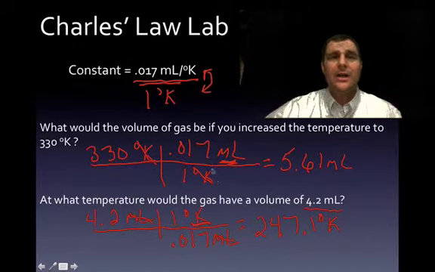So we can take that information that you collected, that data you collected, create the constant, and then we can use that constant to get information well outside the realm of what we tested.